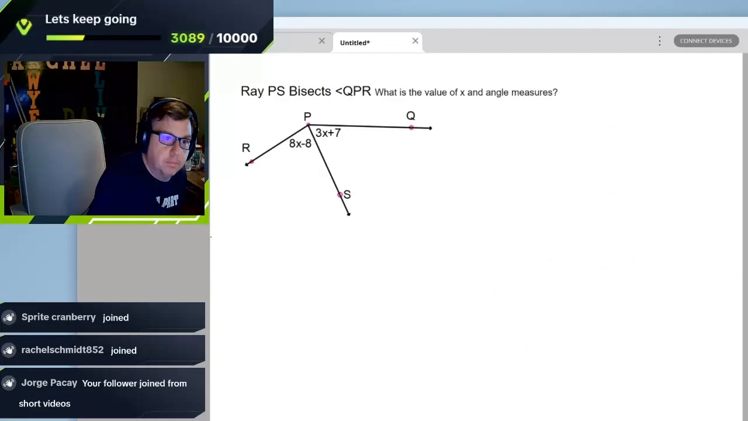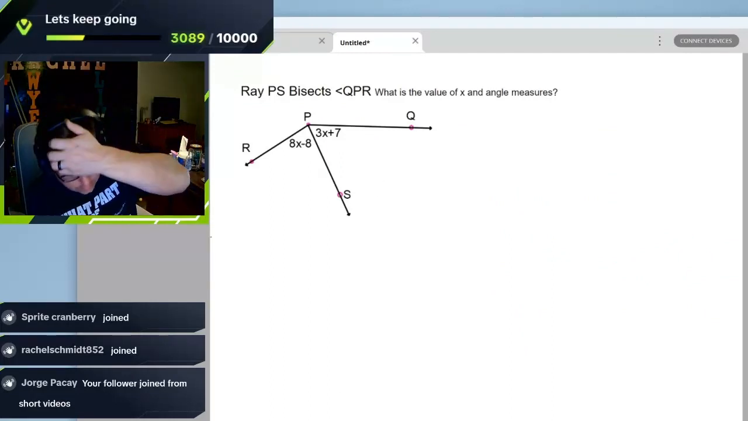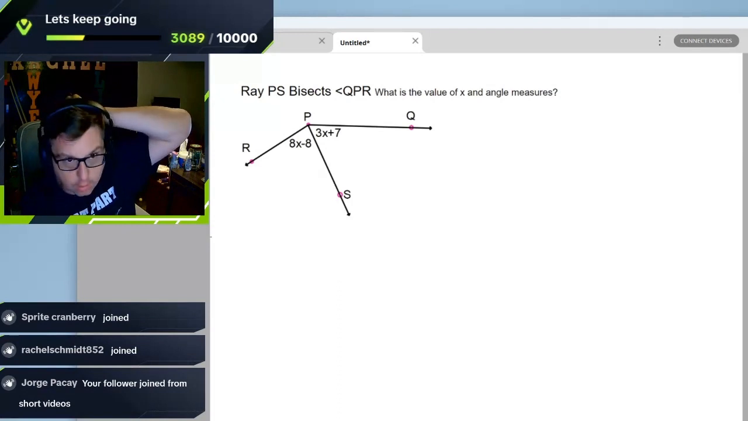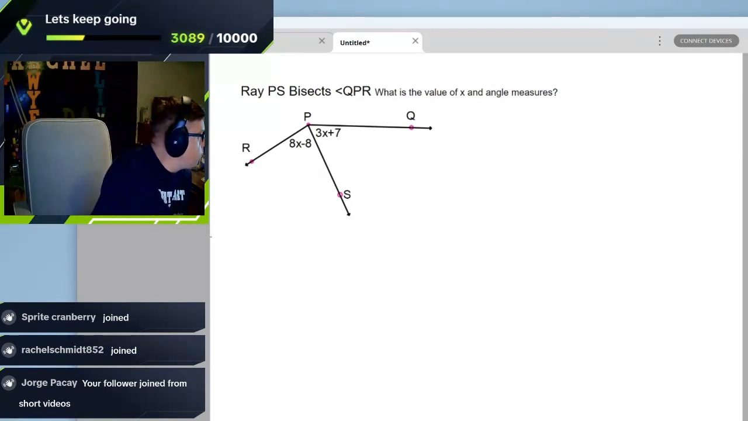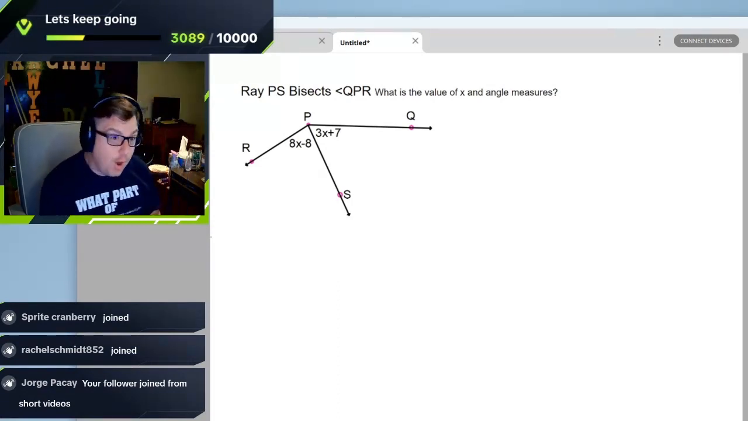All right, last one. Here we go. And go ahead, pause, give yourself a second to try this out. See if you can handle it. Or you at home, try it right now.